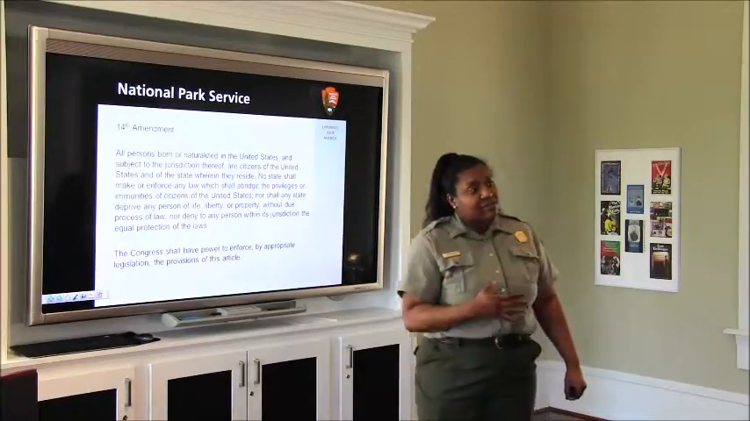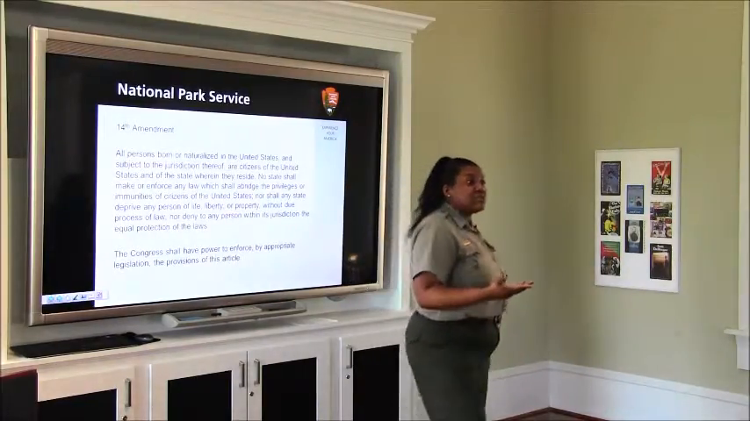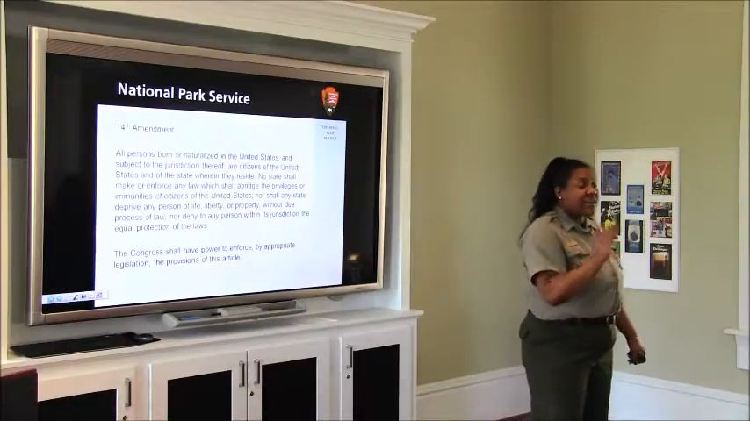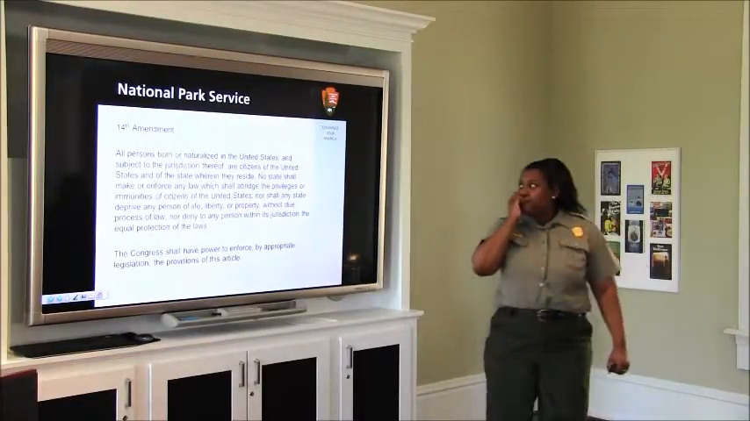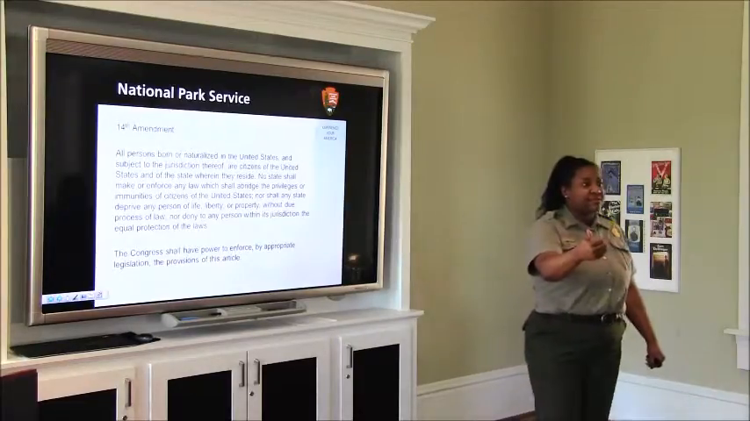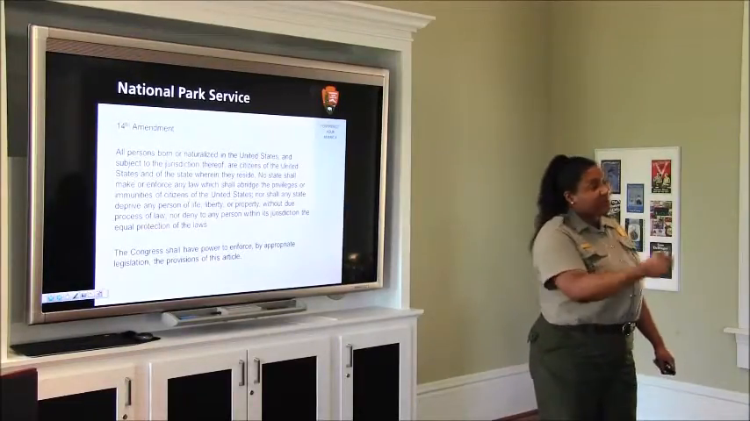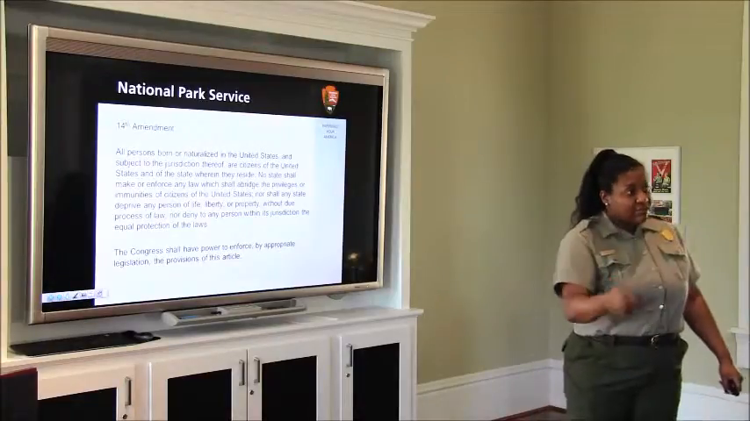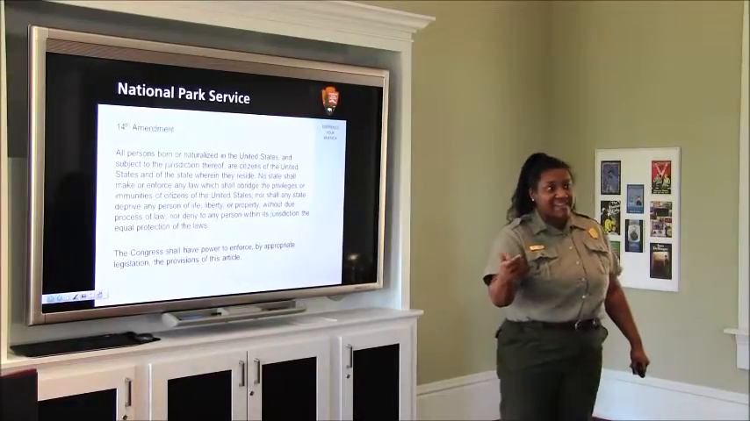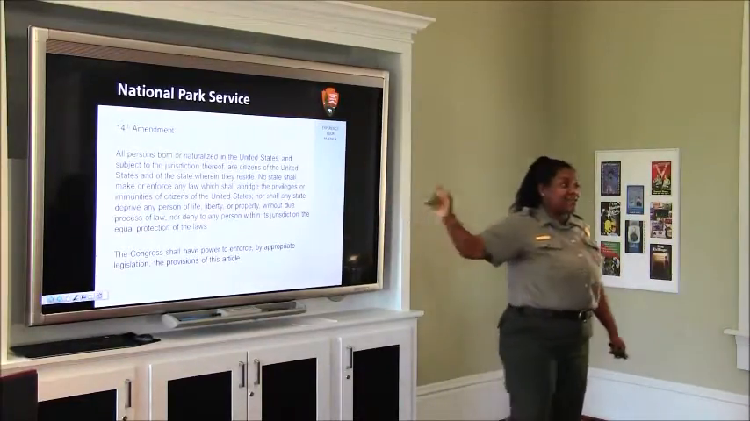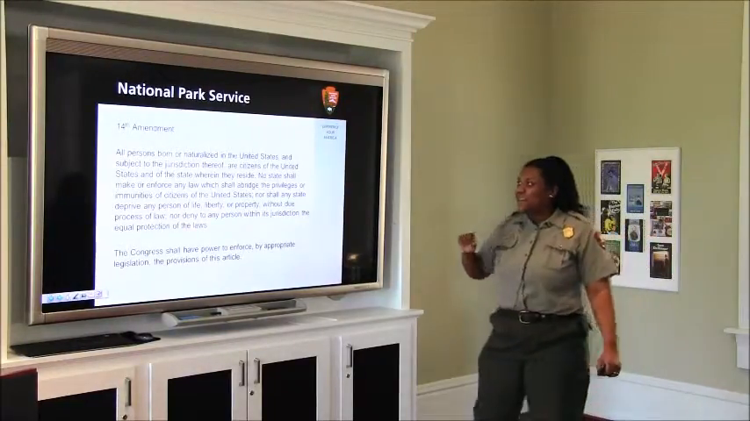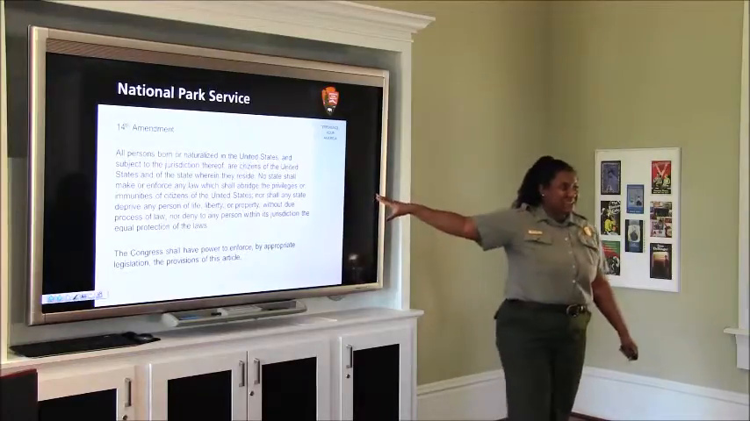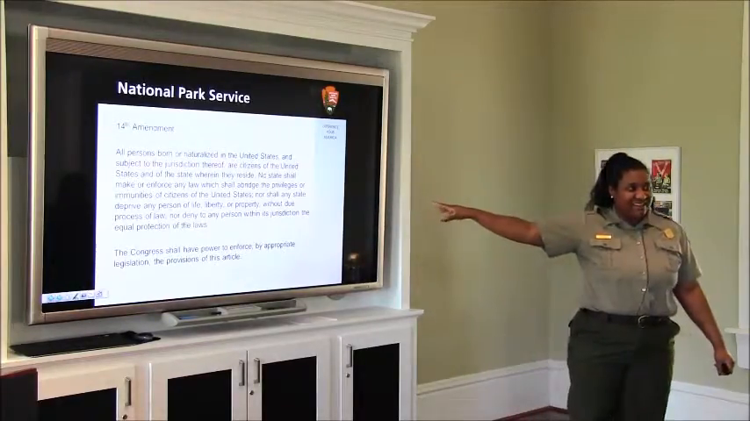So they add the 13th, 14th, and 15th Amendment to the United States Constitution to define these newly freed slaves. Now, the 13th Amendment officially abolishes slavery. The only exception, if you're being punished for a crime, you are technically a slave of the United States. The 14th Amendment defines citizenship. Now, would anybody like to read this definition of the 14th Amendment? Yes, sir.